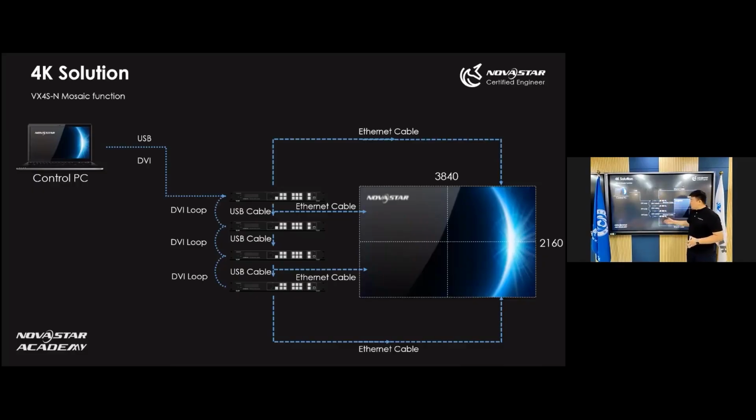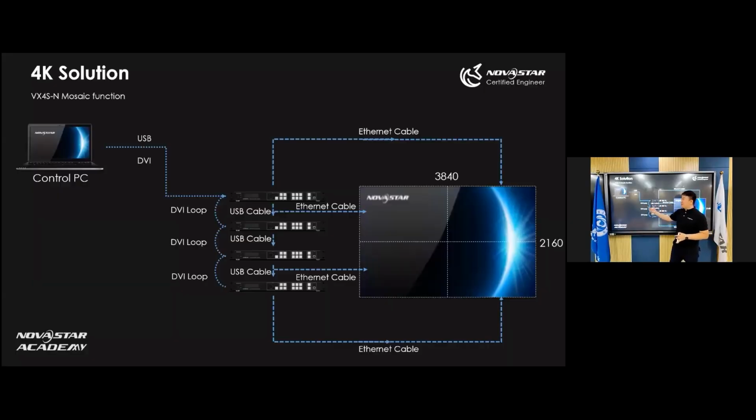So with 4 pieces of VX0S, we can also use a mosaic function to achieve 4K resolution. But what are the disadvantages? As we know, for the video source input, VX0S only supports 1080p level, such as HDMI 1.3, right, or thin link DVI. So if there is a 4K video source input, it cannot fit the VX0S.